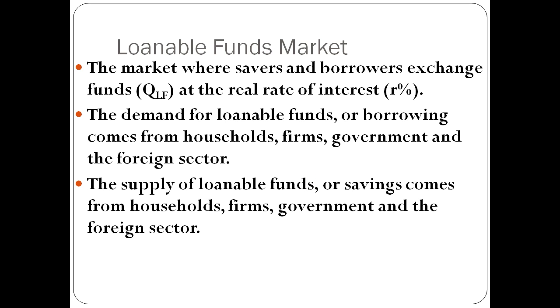The supply of loanable funds, or savings, comes from households, firms, government, and the foreign sector. So it's important to note that saving affects the supply of loanable funds. These entities have saved. You can't lend without saving first. You need to have money to lend. So once again, very important to remember, borrowers are the demand of loanable funds. Savers are the supply of loanable funds.